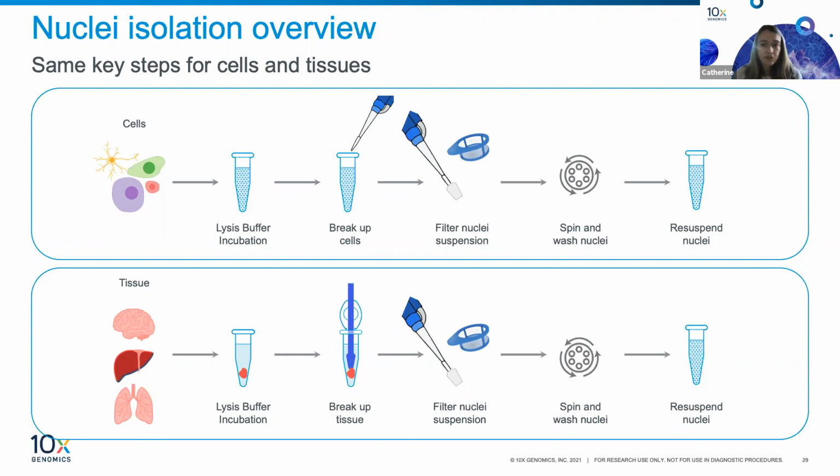From here, you take that sample through a filter in order to remove large pieces of debris and break up clumps. You then isolate, spin down, and wash your nuclei in order to remove ambient nucleic acids and debris, before resuspending them in the appropriate buffer. Again, the resuspension buffer is going to differ between the type of assay you're running, so it will differ for a gene expression assay versus, say, an ATAC or Multiome assay. You need to make sure that you're following the appropriate protocols.